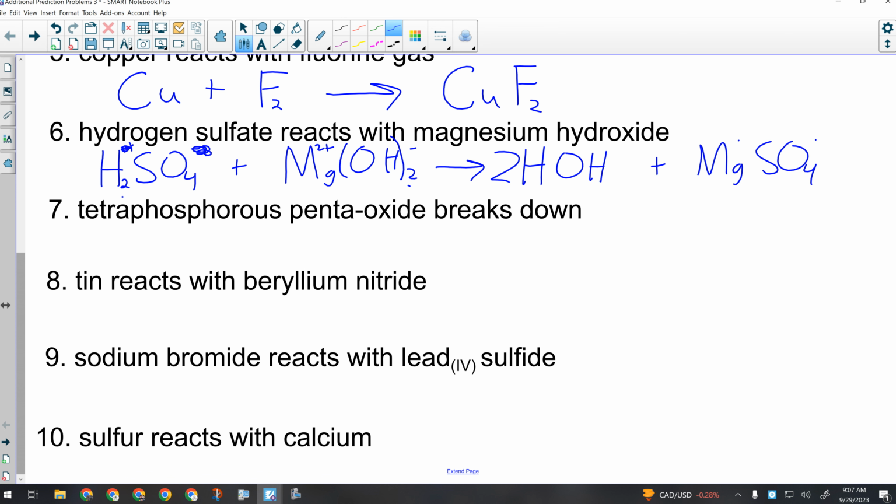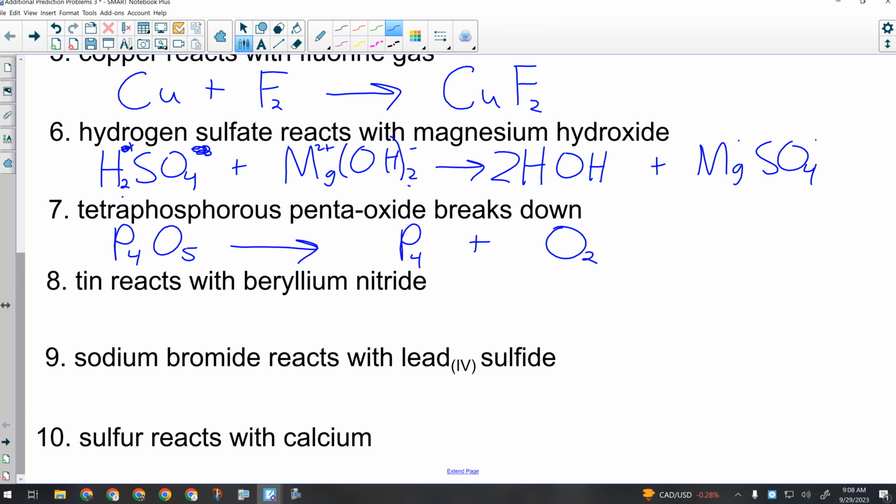All right, tetraphosphorus pentaoxide breaks down. I didn't have to drop and swap anything because it's a molecular compound. What kind of reaction is it? Decomposition. So this is going to break down into phosphorus and oxygen. Special? Yep. How special is oxygen? It's only a little bit special. How special is phosphorus? 4. Yeah, it's a little more special.